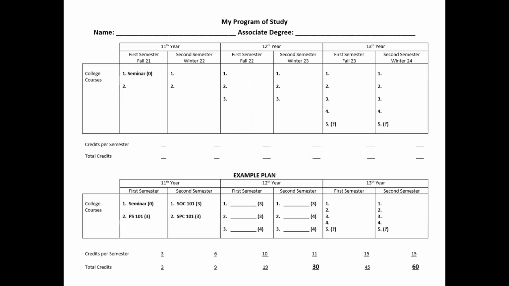Again, this is just showing that when you're planning everything out, if you're shooting for 60 or more credits for your associate degree, which is what most will require, you would want to try to plan to have at least 30 done by the end of your 12th grade year, so that leaves you enough room to finish your degree in your 13th year with maybe even a little bit of wiggle room, or without having to take the full 17 credit load that we can pay for each semester in your 13th year.